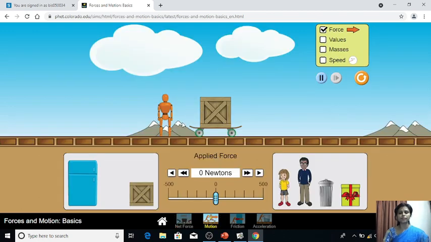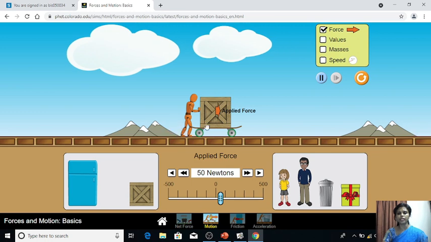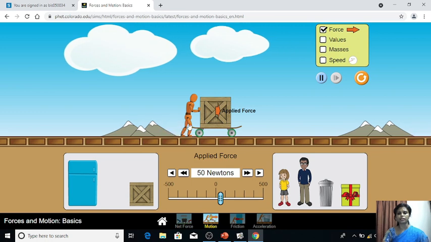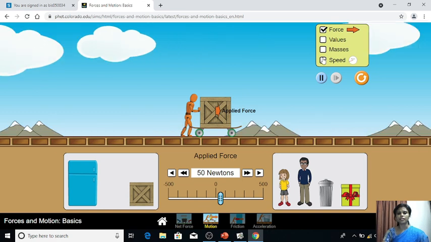Now let me show you the next part of this. Here you can find that one person alone is standing, and a cart is here. The cart is not moving. It is in a fixed position. Now, what is he doing actually? He is pushing the cart, right? And you will find that the speed of the cart is increasing. Now let me stop it.